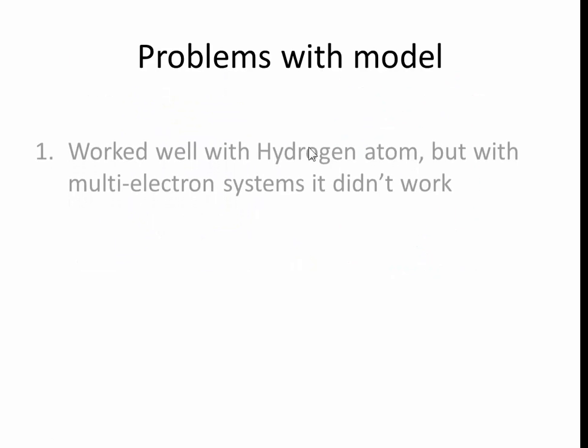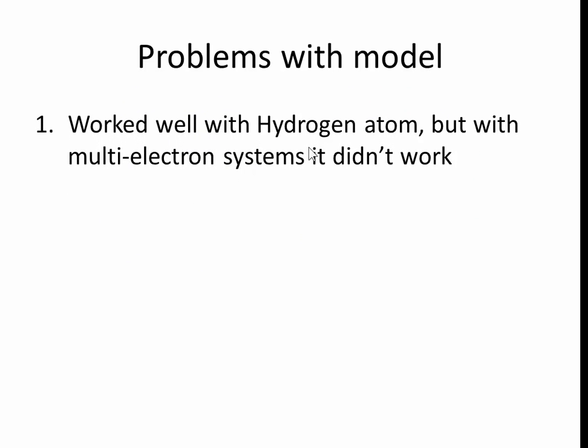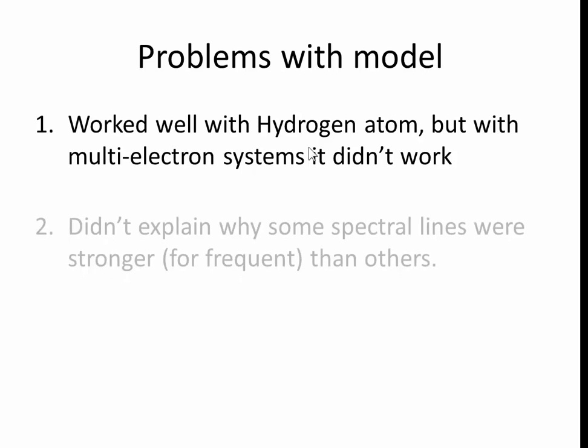Problems with this model? It works well with the hydrogen atom, which is a very simple atom. You've got a single positive charge and you've got 1 electron. But it didn't work very well with multi-electron systems, for example with the helium atom and so on. But it did work with singly ionized helium, which is obviously 1 electron and a nucleus.